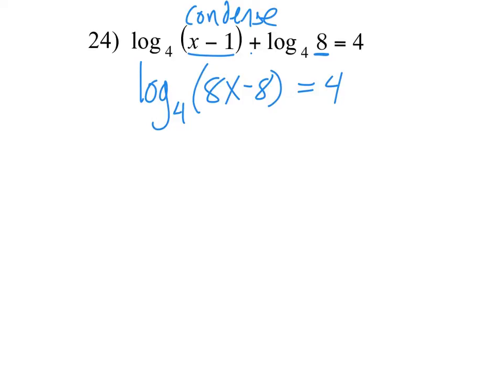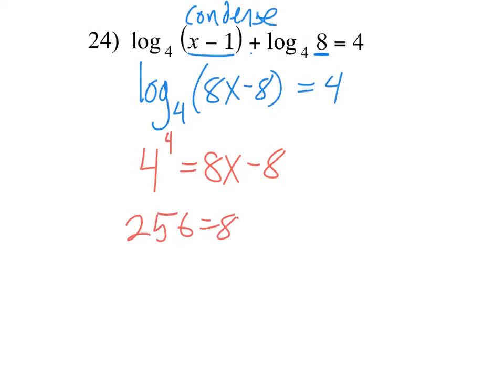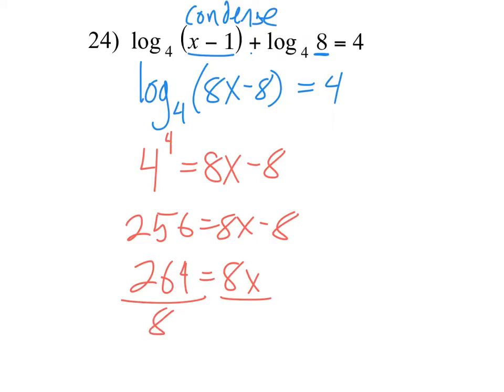Okay, at this point, it might be a good idea to convert this to an exponential. So 4 to the 4th power is equal to 8x minus 8. 4 to the 4th is going to be 256. 8x minus 8. If I add 8 to both sides, we get 264 is equal to 8x. If I divide both sides by 8, this should come out to a really nice number.